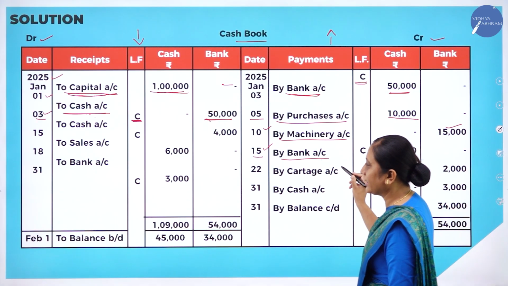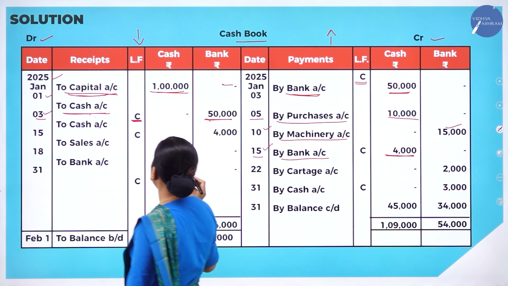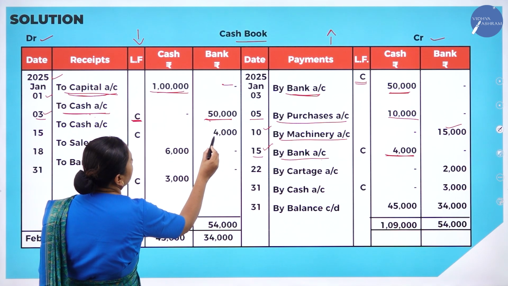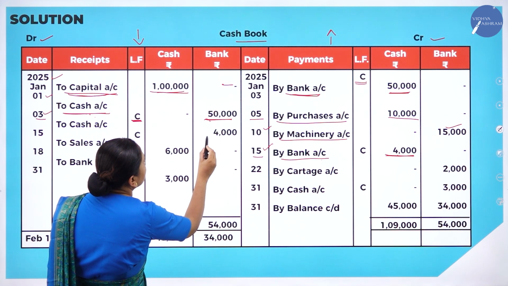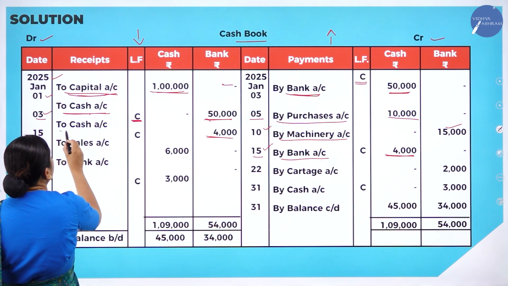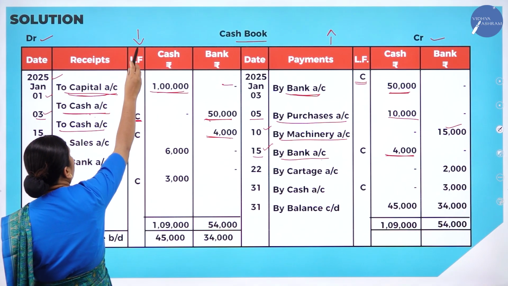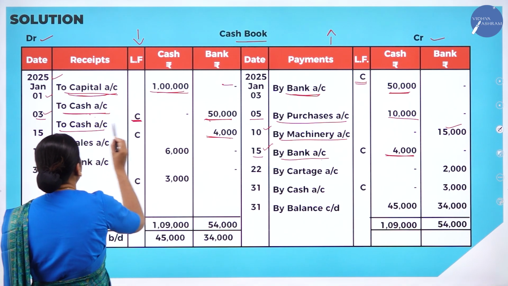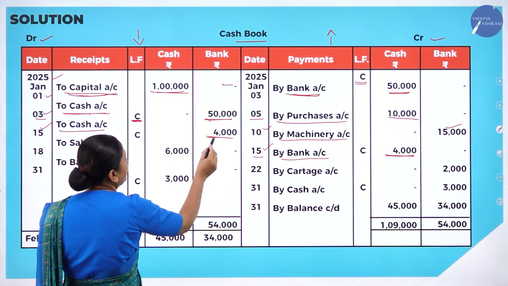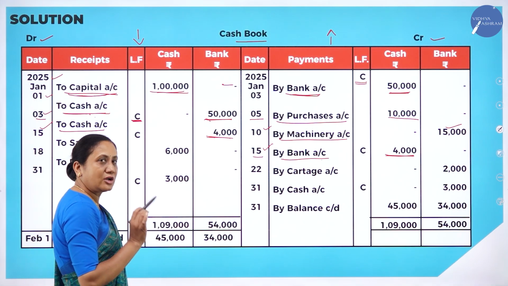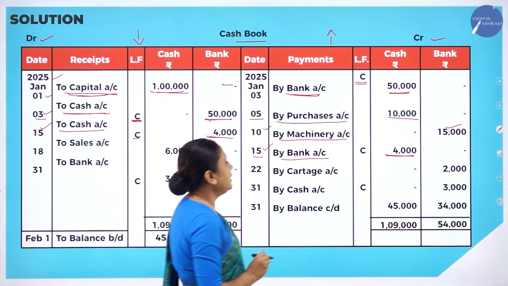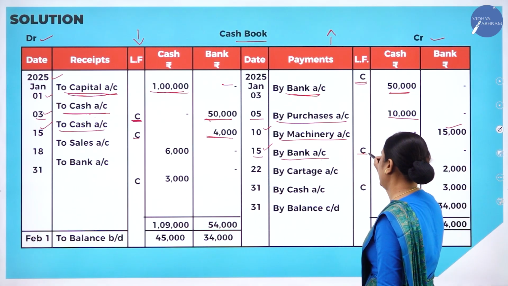This is for withdrawal. After withdrawal, where is it going? It is coming into his bank account. So 4,000 is deposited into the bank. How? Through cash. Cash is coming into his bank account. That is why, with the date in the date column, to cash account 4,000 we have to enter. Since this is a contra entry, write C in the LF column on both sides.